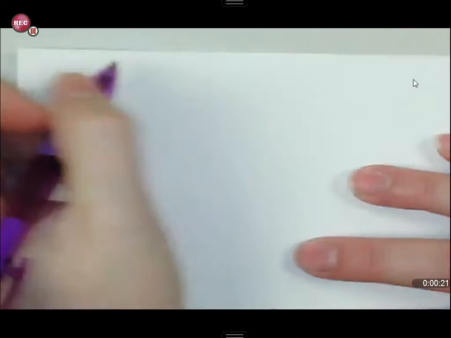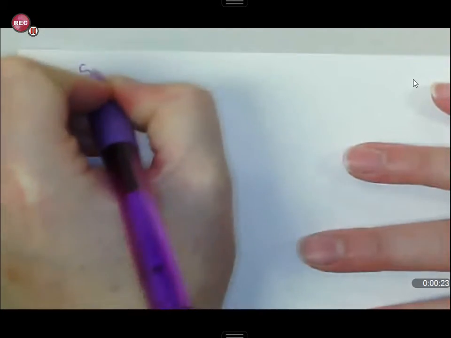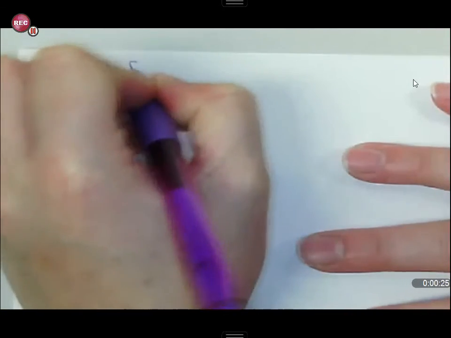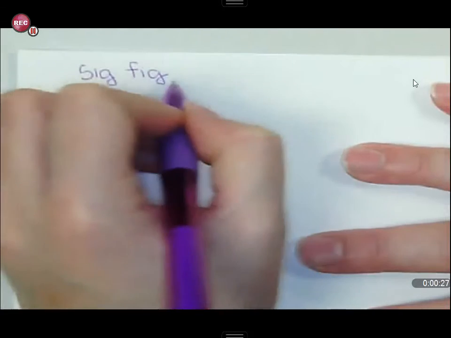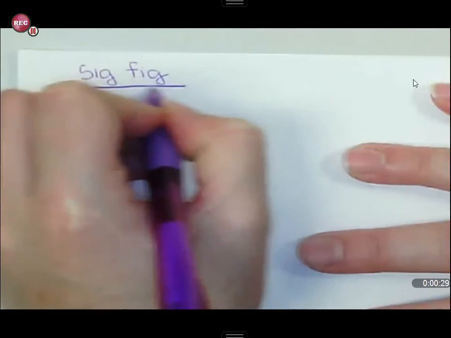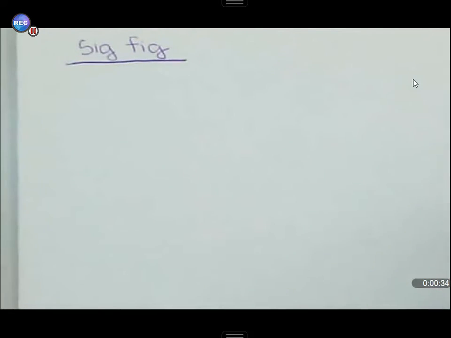We are doing the last little bits of measurements. I forgot to do this yesterday, so you can add it to your book just right after you finish that information that you already had. It's significant figures. Now, with significant figures, these are going to be those important numbers.